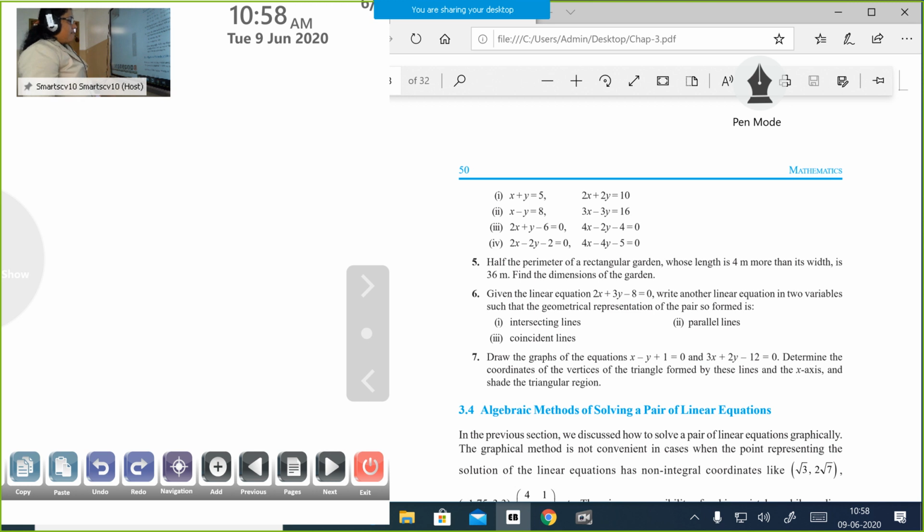First, draw the graph, form the triangular region and find the coordinates of the vertices of the triangle formed by the lines and the x-axis. Clear? Lines and the x-axis. That question is homework.